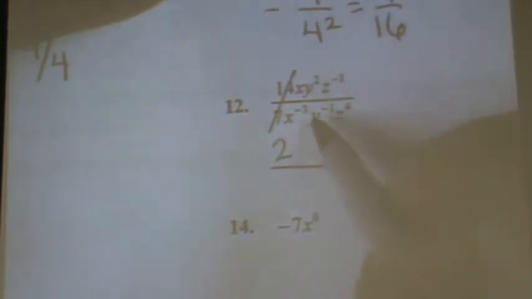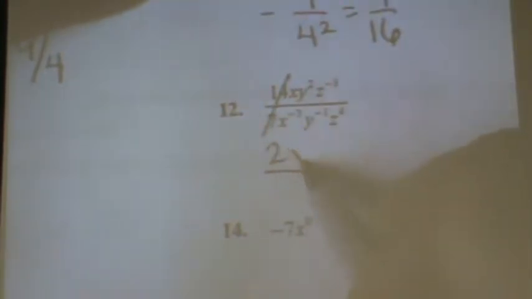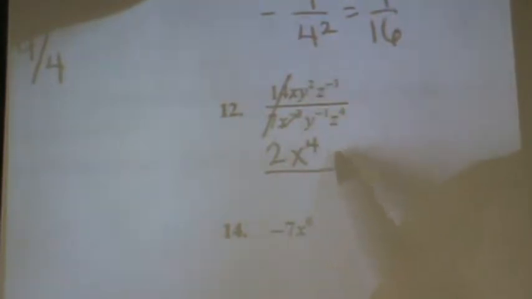Okay. Now as far as the x's go, you've got 1 x on top and 3 on the bottom, but the 3 on the bottom is going to move up and you're going to make it x to the 4th. You're going to change it to a positive. As far as the y's go, this y comes up on top, you're going to have y cubed. And your z's, this z is going to go on the bottom, you're going to get z to the 7th.